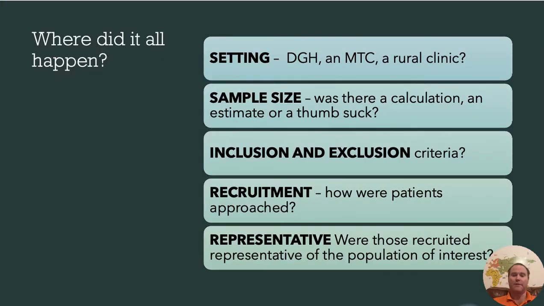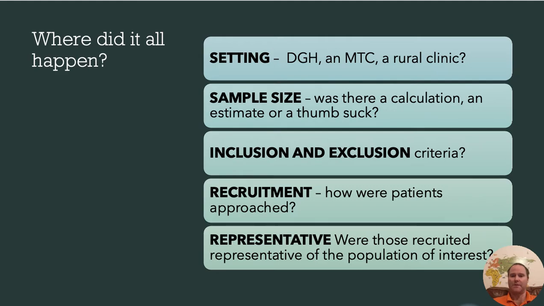You might want to drill down a little bit more into the population, so you might ask questions about what the setting was. Was it in a district general hospital, a major trauma centre, a rural clinic? How much did the setting mirror your own setting? What was the sample size? Was there a calculation used to calculate it? Was it an estimate, or was it based on a pure thumbsuck? What were the inclusion and exclusion criteria?